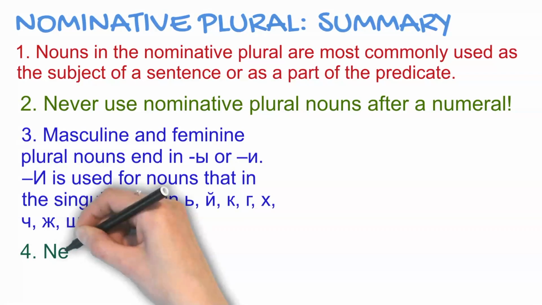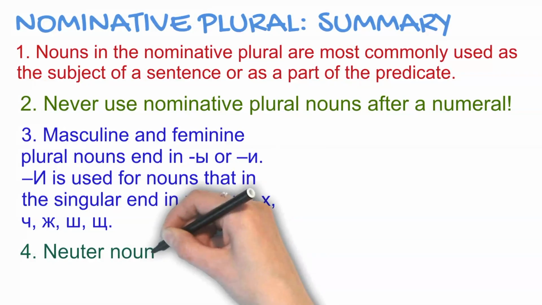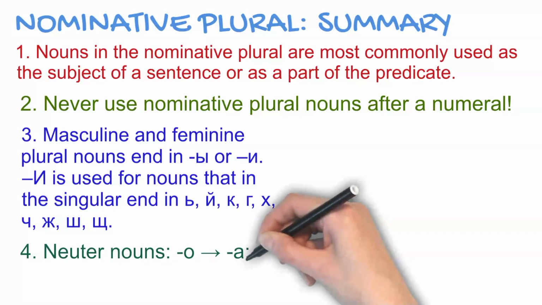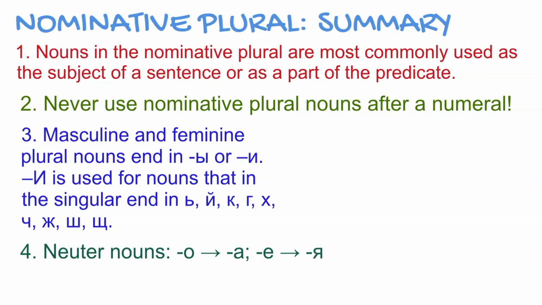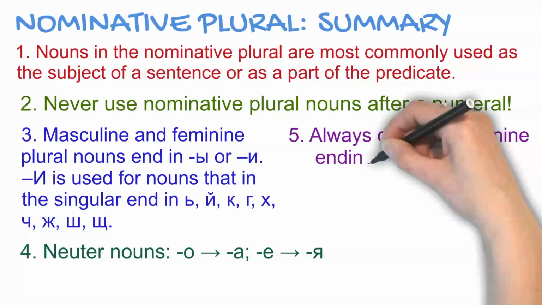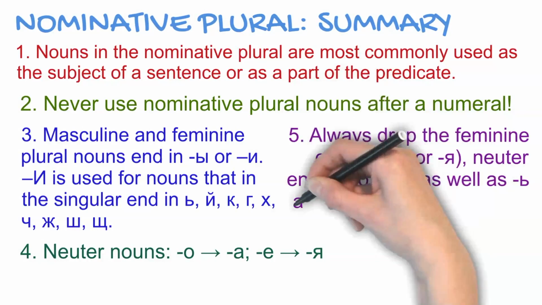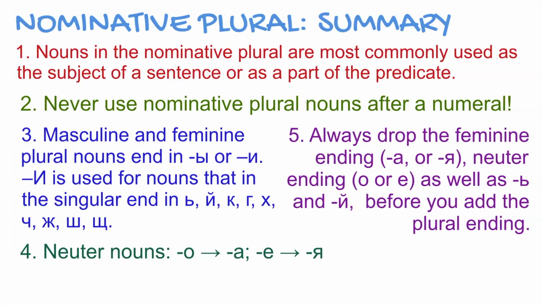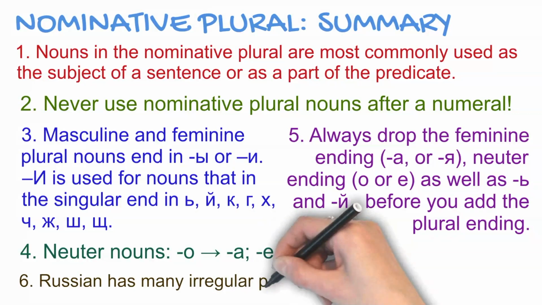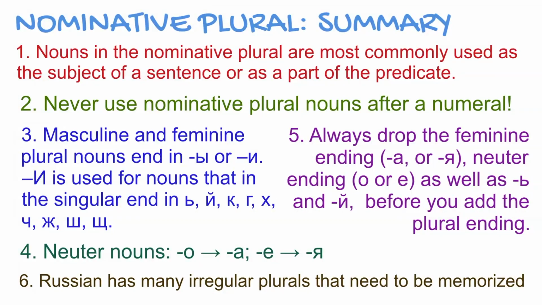Neuter nouns that end in о in the singular will have the ending а in the nominative plural. Neuter nouns that end in ие in the singular will have the ending ия in the nominative plural. Always remember to drop the feminine ending а or я, neuter ending о or е, as well as soft sign and й before you add the plural ending. Keep in mind that Russian has many irregular plurals that need to be memorized.